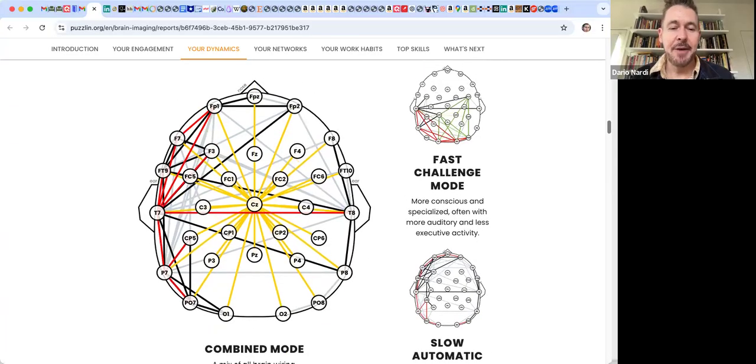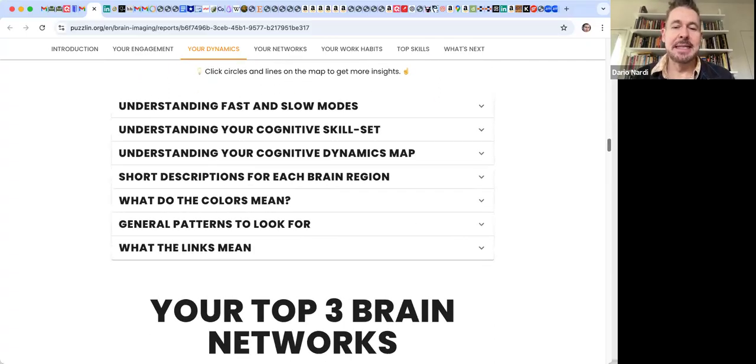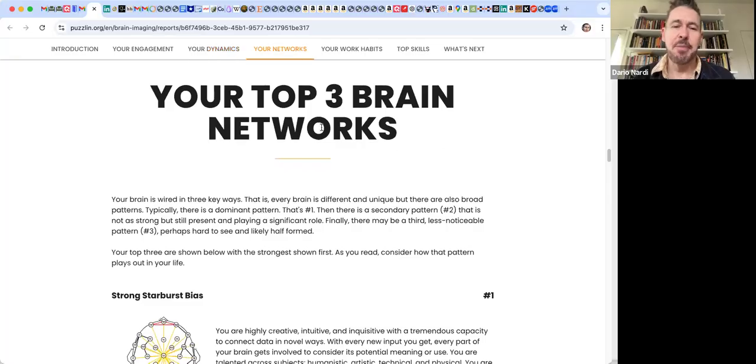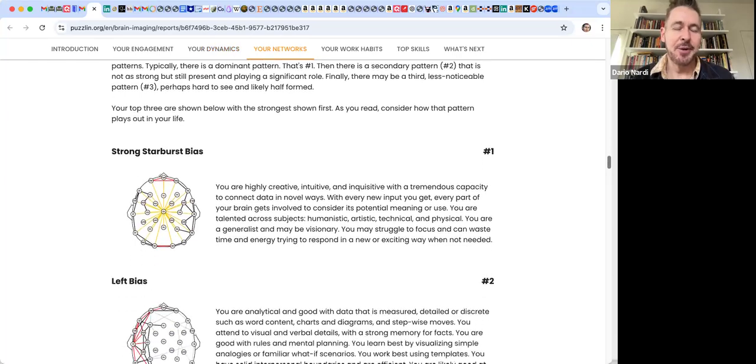Of course, there's a lot that we could click on and want to know, like, what is this? What is that? What I suggest for people is, yeah, you can read about these drop down things, but the quick and easy thing to do is to move to part 2 of this section, your top 3 brain networks, and just read about those.